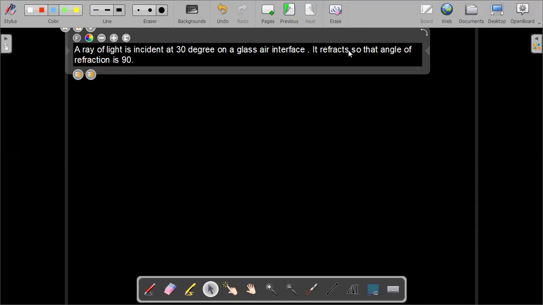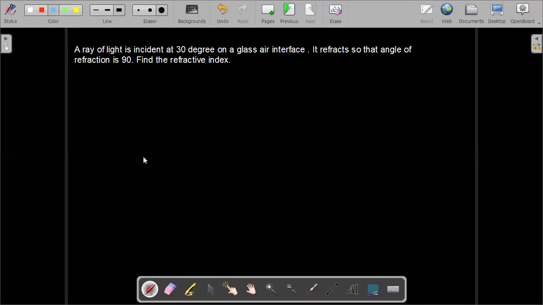So find the refractive index. Everyone should tell the answer now. Don't be idle, be an active participant. Is it 1 by root 2 or 1 by 2? Sine 30, 1 by 2. Okay, so the refractive index is 1 by 2.